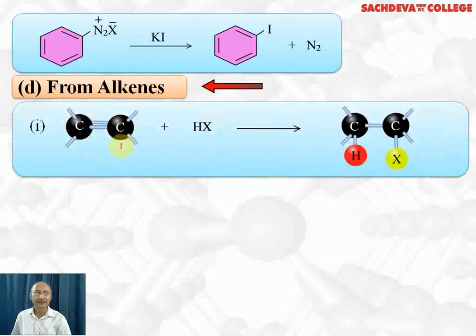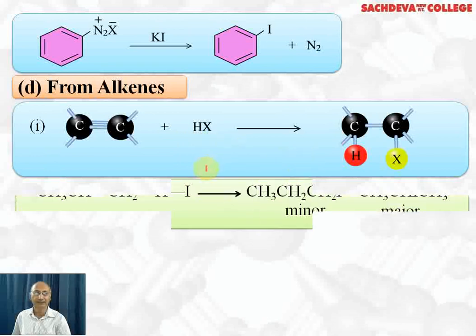From alkenes, this is an electrophilic addition reaction to the double bond when we add HX. HX breaks into H positive and X negative. H is added here and X is added to the other carbon, and this results in the formation of alkyl halide. This is an electrophilic addition reaction because it is initiated by an electrophile, that is H positive ion, which results in the formation of carbocation, which finally reacts with halide ion to form alkyl halide.